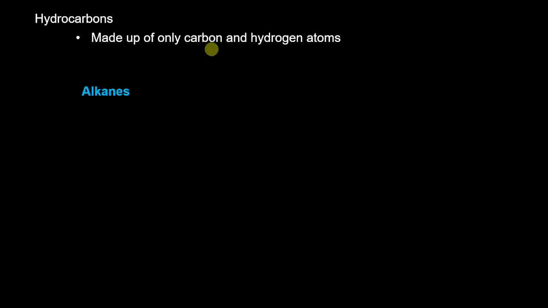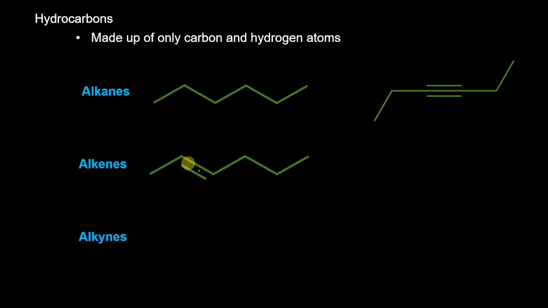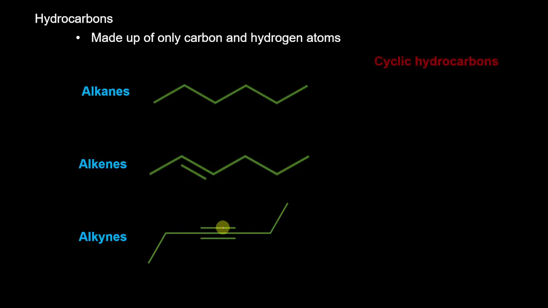Here we have the alkanes, the alkenes, and the alkynes. We have three groups here. This one is an alkane. In an alkane, all bonds are single bonds. For alkenes, there is at least one double bond. For alkynes, at least one triple bond. Again, alkane: single bonds. Alkene: at least one double bond. Alkynes: at least one triple bond.